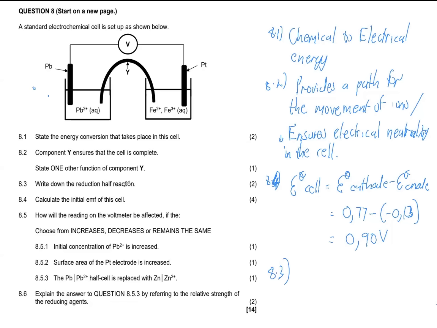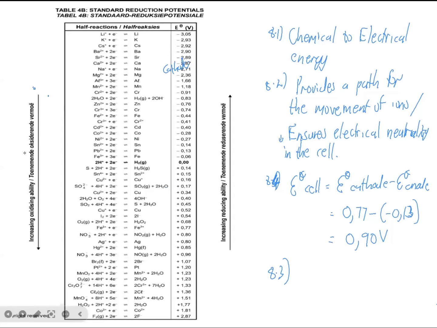Write down the reduction half-reaction. Since we mentioned which one is the cathode, this one, right? So we mentioned that this is the cathode. Then this is the equation that we should have there, at 0.77. It is a reduction, so it must be written exactly as it is: Fe3+ plus e- gives us Fe2+. So pardon me, this is supposed to be 8.3 and that is 8.4.